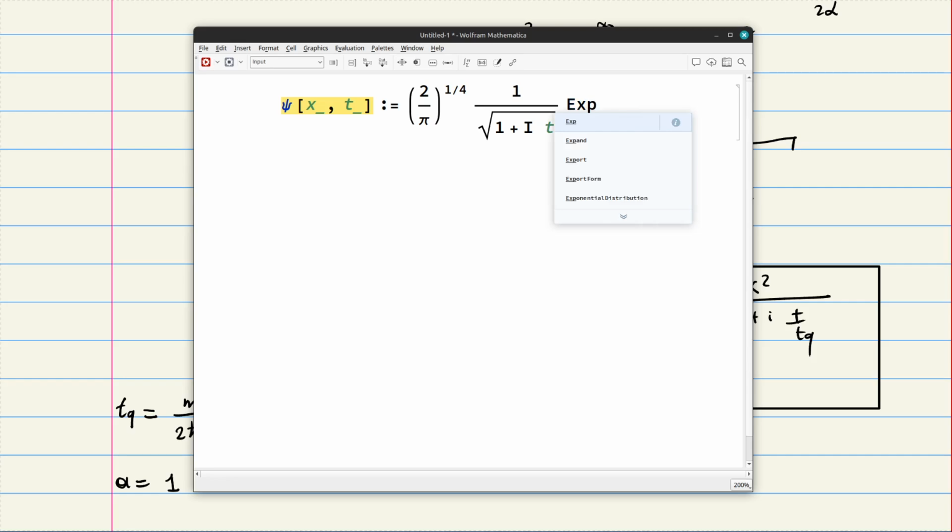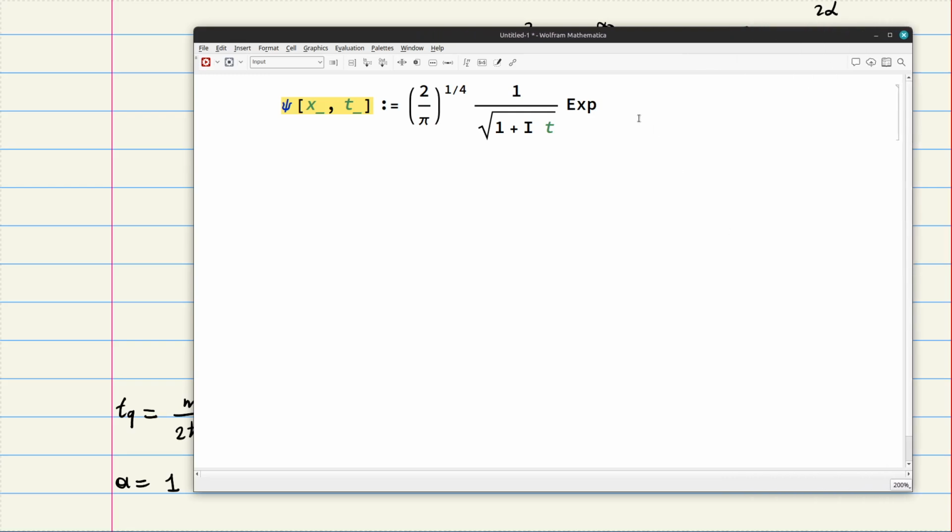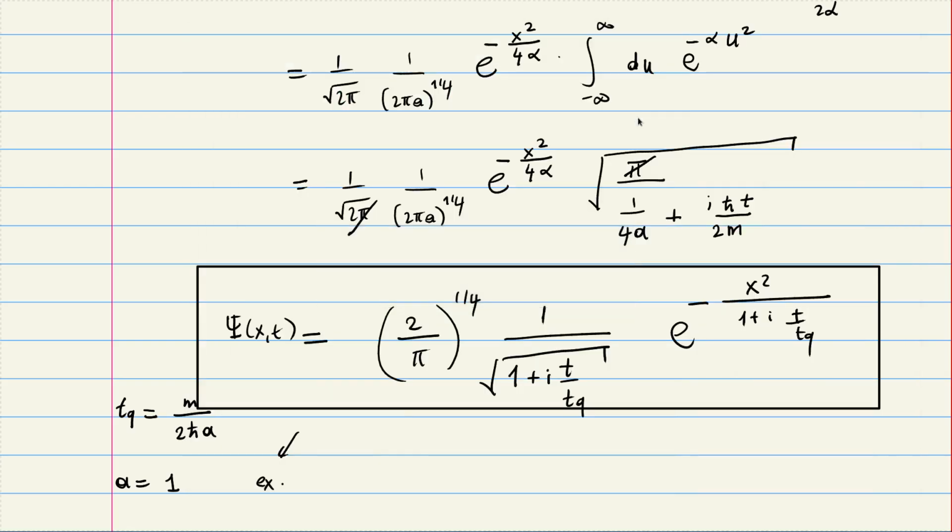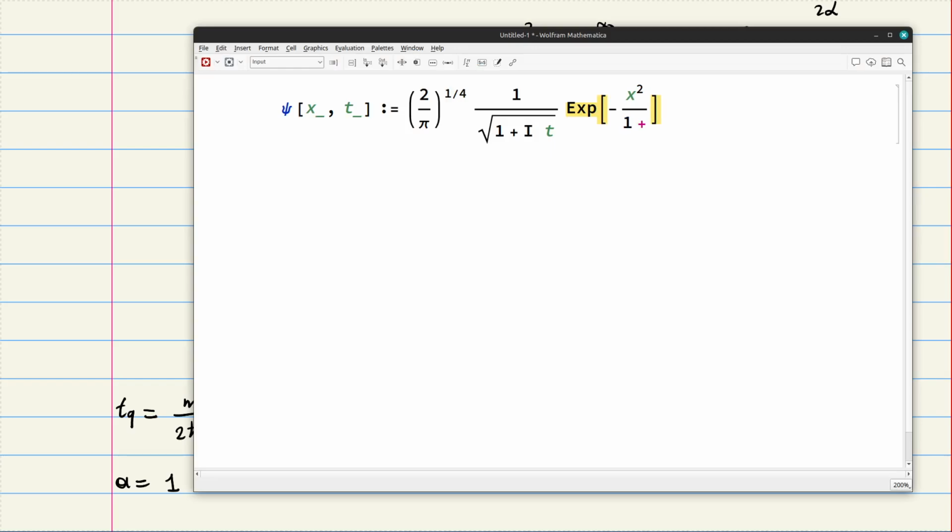And here is the exponent minus x squared. And we are going to divide it by 1 plus, is that correct? Yes. 1 plus i times t. I need to put a space. I think that should be it. And I want to plot. Because this is complex, in Mathematica I cannot plot both real and imaginary parts. I'll do the absolute value.